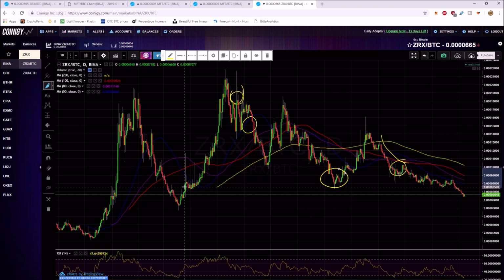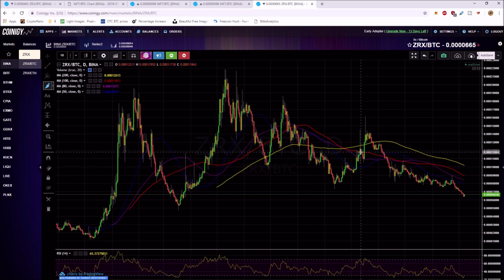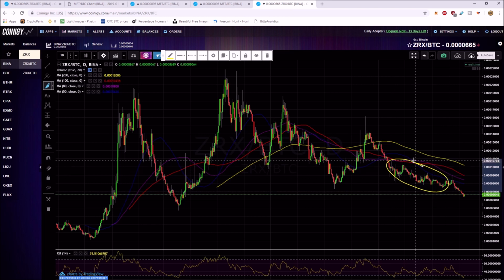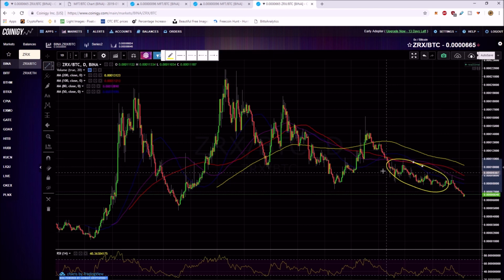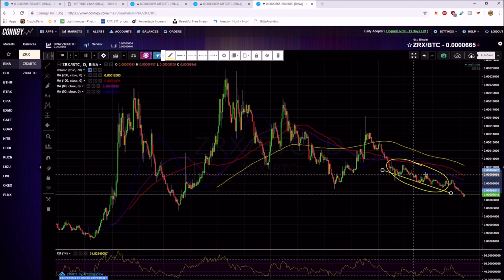It's not always clear as day to figure out what part of the market cycle a coin is in, but in a lot of coins you'll be able to find that. But what we can see here with ZRX is that if you're anywhere in here, you're in a clear downtrend. This is not where you want to be adding coins.